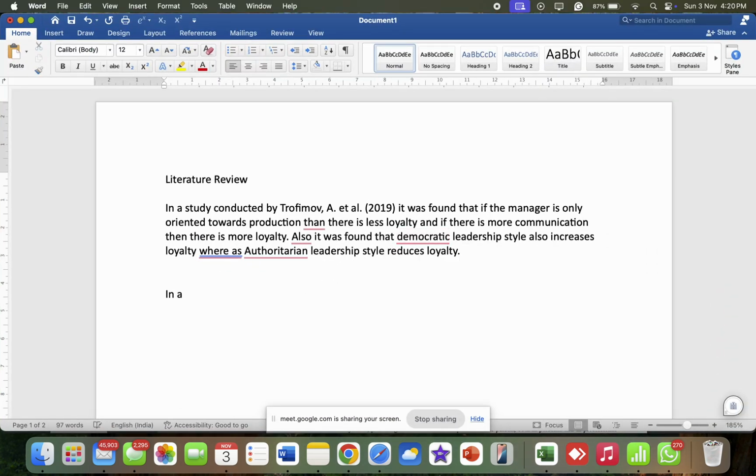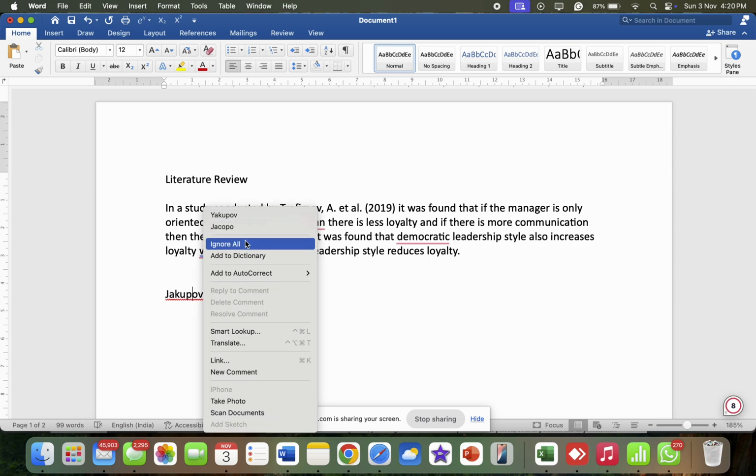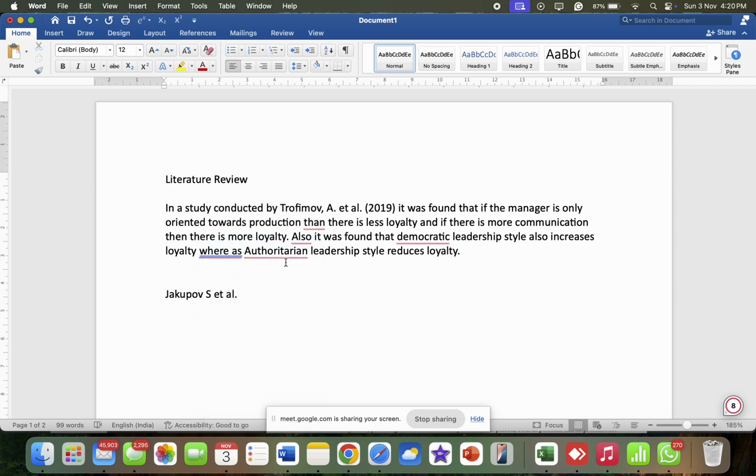In a study conducted by, or we can also write down et al., because it will repeat, otherwise all the references will be the same. So basically this is how we will reference it. Let's ignore all that. And now et al. conducted a study.